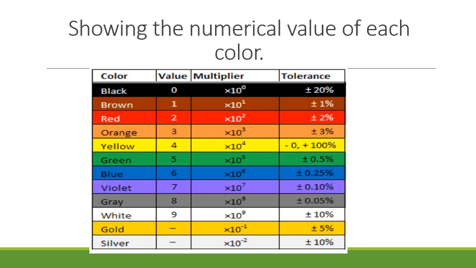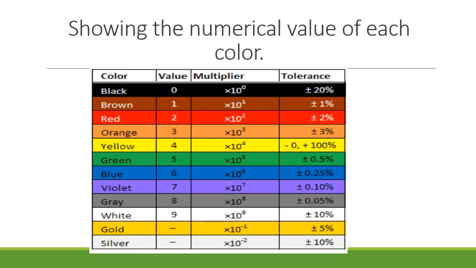This is the color code chart. You can see that the value of black is 0, brown is 1, red is 2, orange is 3, yellow is 4, green is 5, blue is 6, violet 7, gray 8, white 9. So you can easily know this. Remember your electromagnetic radiation, or you necessarily don't need to stress yourself. You can just print this out to be very useful.